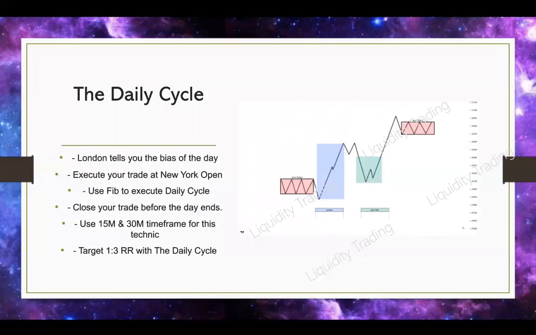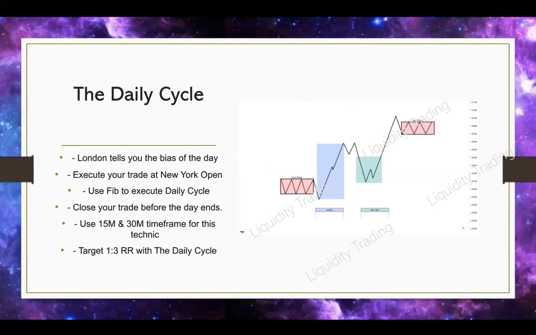Now, quick summary about this teaching and the daily cycle. What to focus on in the daily cycle when you're using this? Focus on London session and London Open telling you the bias of the day. So, for example, if London creates the low of the day, rallies higher, creates the high of the day, you would be expecting the market to retrace in the New York Open and continue for the rest of the day in the same direction that London Open gave you.